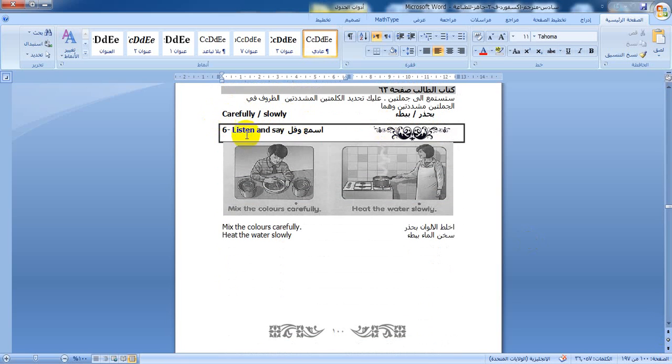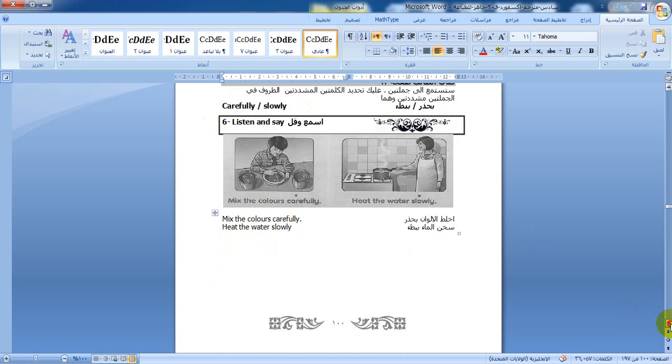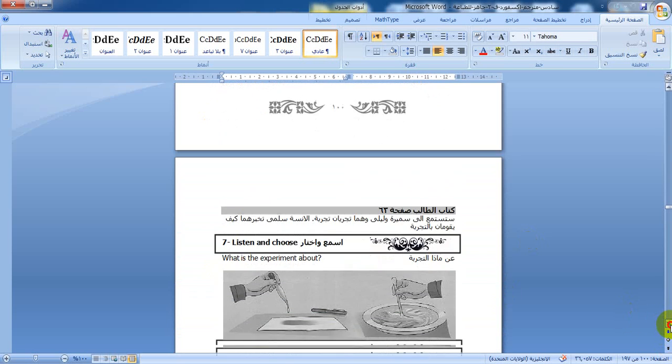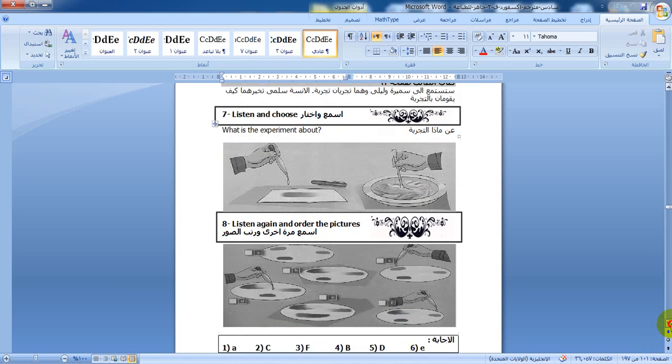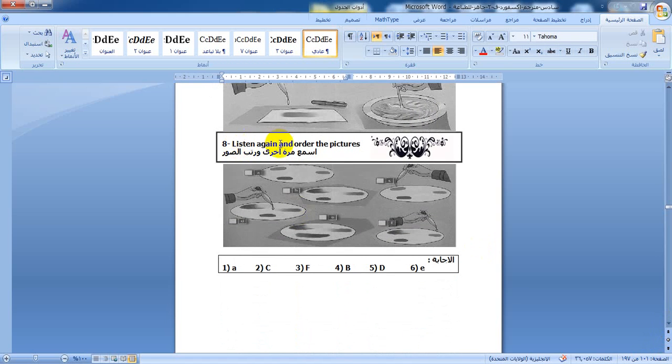Carefully, slowly. Six. Listen and say. Mix the colors carefully. Heat the water slowly. Seven. Listen and choose. What is the experiment about? Eight. Listen again and order the pictures. 1A, 2C, 3F, 4B, 5D, 6E.